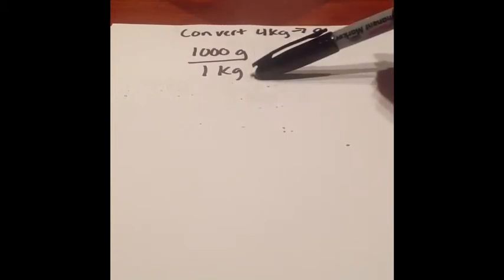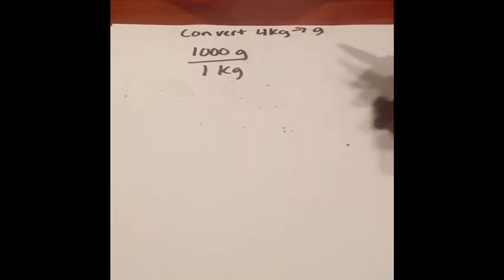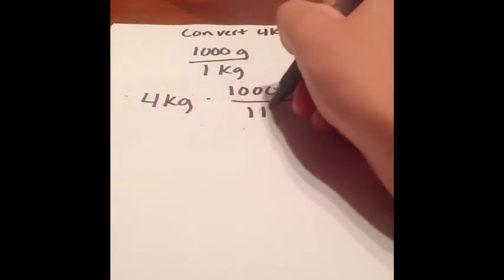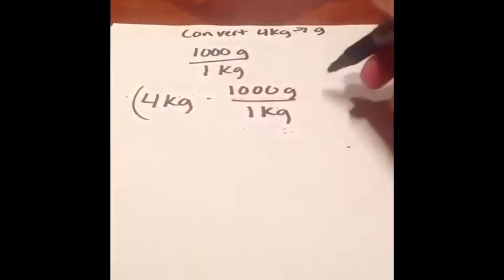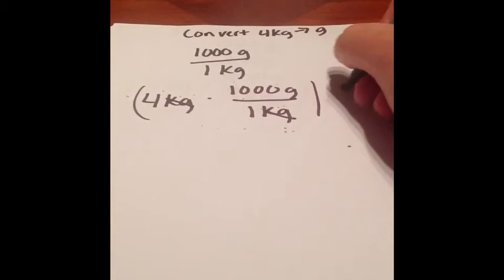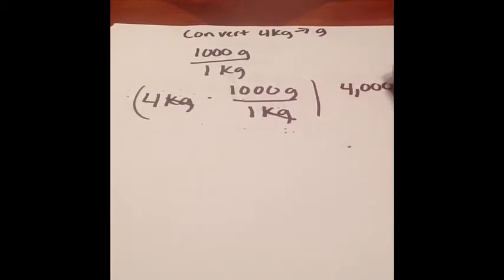Moving on to the next problem. Here we have convert 4 kilograms to grams. The conversion factor 1,000 grams is equal to 1 kilogram is already written out. So, to use this conversion factor, we would write 4 kilograms, the conversion factor itself, then we would multiply. When multiplying, cross out kilogram, and you are left with 4,000 grams.